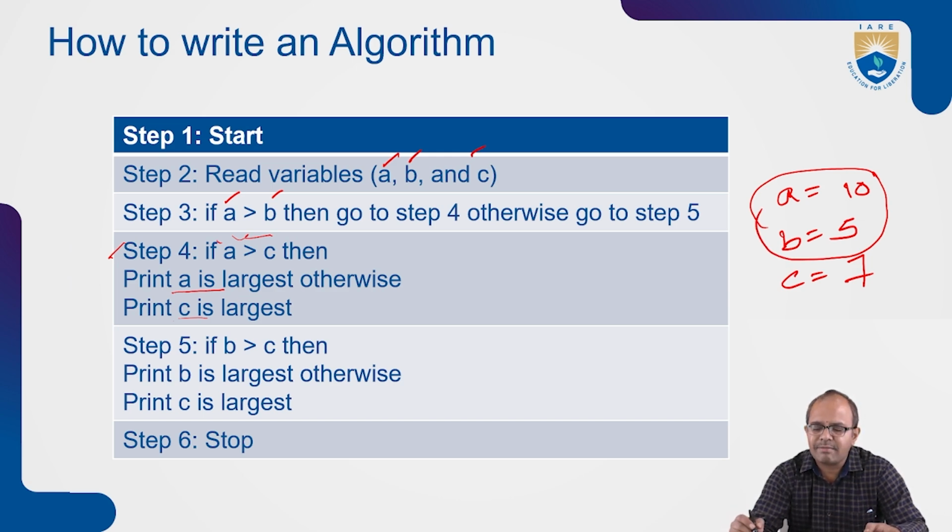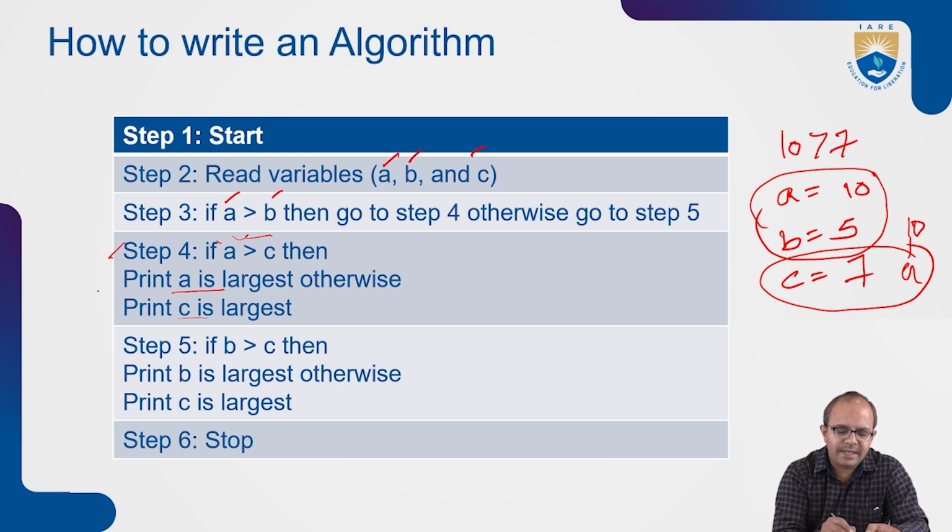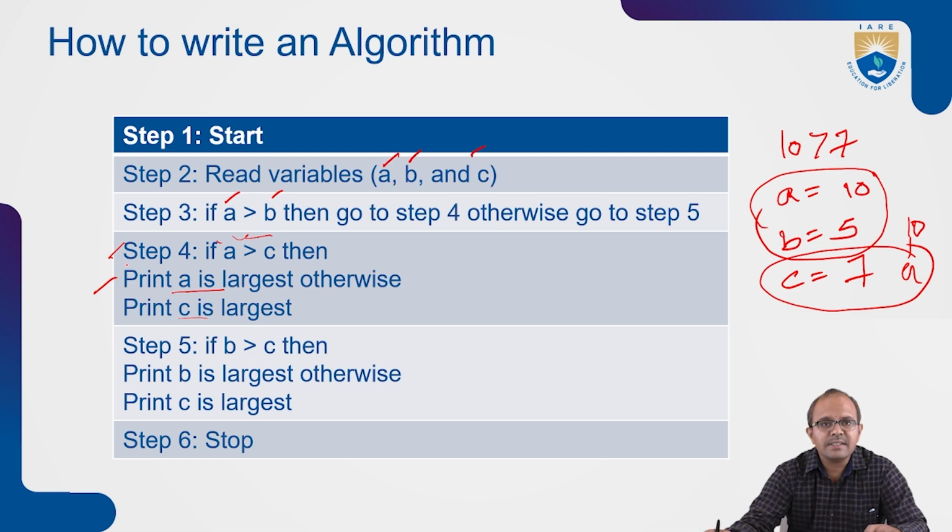We asked to compare the values of A and B. The output is A is greater than B. Now we compare the value of A with the value of C. Let us say, what is the value of A here now? The value of A is 10. Now in step 4, we are comparing the value of A with C. So 10 is greater than 7. That means we are going to say A is greater than C. That is, print A is larger.